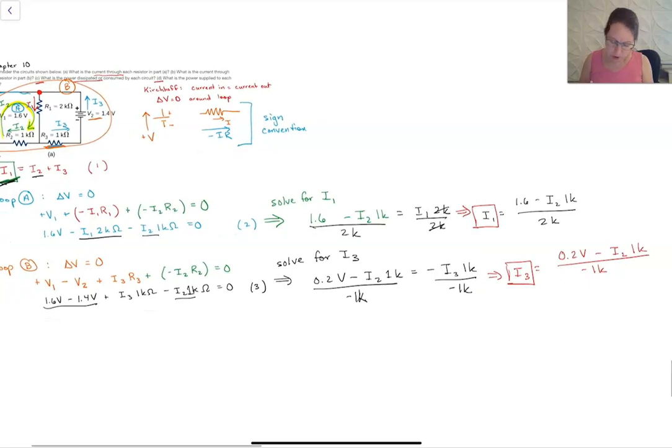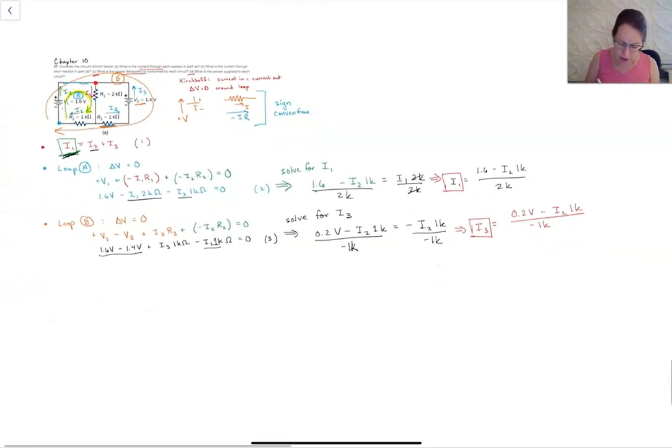I'm going to substitute into equation 1. Notice this is all just algebra from here on out. The physics is actually in writing these three equations and getting the signs right to make sure we're actually doing energy conservation and charge conservation. But then after that, it's just algebra.